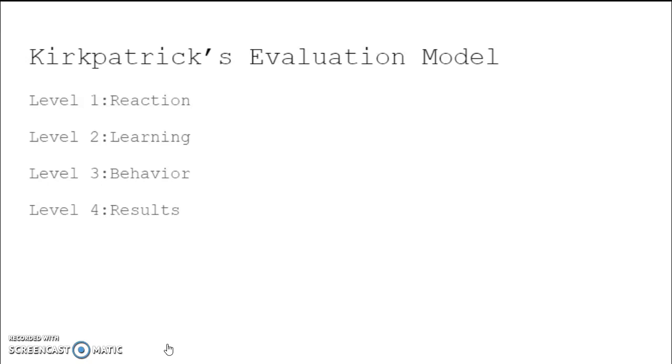Third is behavior. Behavior is used to evaluate the change in behavior based off of the knowledge learned within the program and how it has changed the participants. And lastly, level 4 is results. Results is used to find the final results and the outcomes of the overall program.